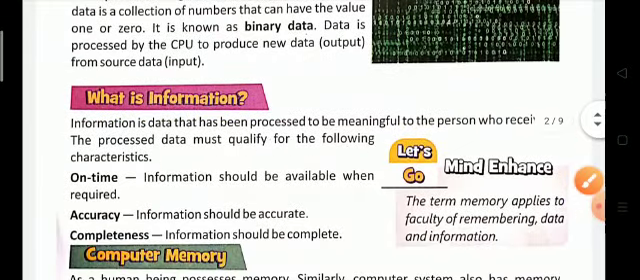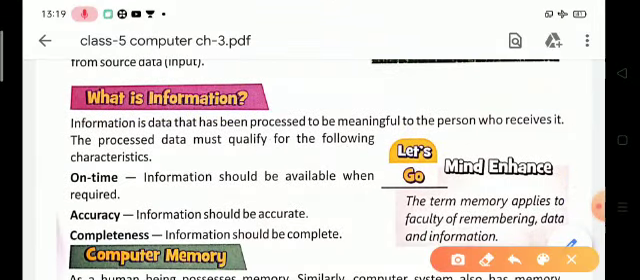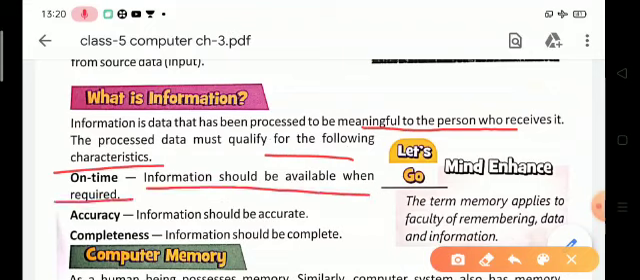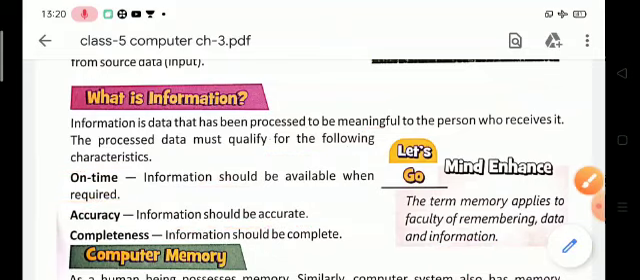Now, information is data that has been processed to be meaningful to the person who receives it. The processed data must qualify for the following characteristics: on time, accuracy and completeness. On time means information should be available when required. Accuracy means information should be accurate and correct. And completeness means information should be complete.